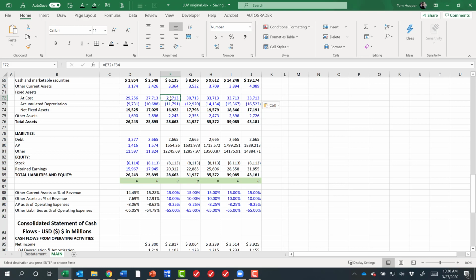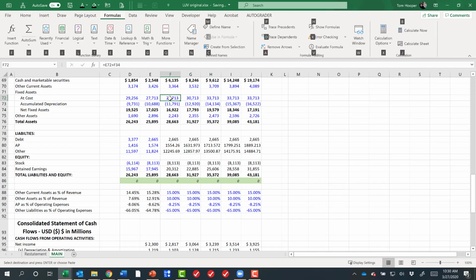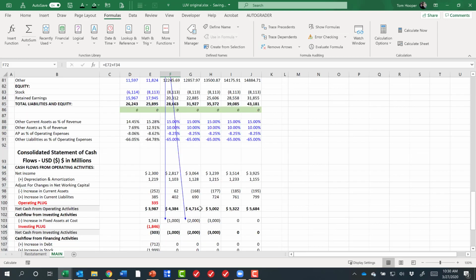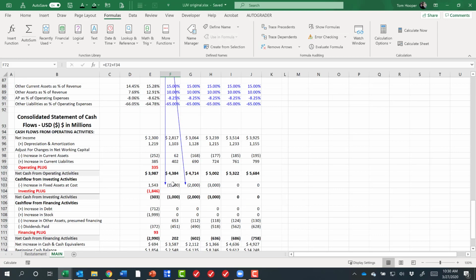And the way that affects our model is if we do an Alt-M-D to see what depends on it, we find out that the net fixed assets depend on it, and the increase in fixed assets depend on it. And so that change in fixed assets at cost down here reflects the capital that we spent in 2020, 2021, and 2022.